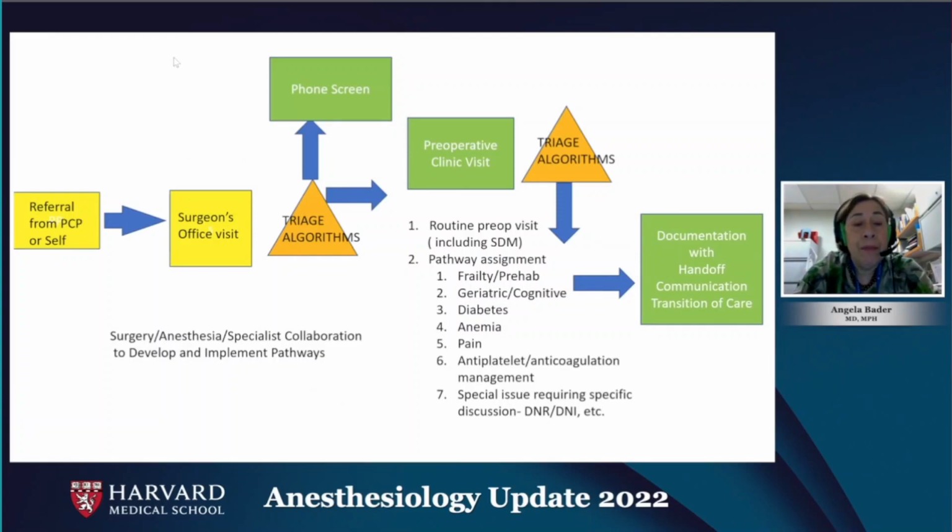Now, in general, what this would require is mapping out the entire preoperative pathway for an episode of geriatric care, from the referral through the surgeon's office visit, and using similar triage algorithms to decide who could be evaluated by phone, who needs a clinic visit, is it a routine visit, do they need special pathway assignment because they are defined as frail, cognitively impaired, do they have other medical comorbidities that would require further pathways and protocols, such as diabetes, pre-op anemia pathways, etc.